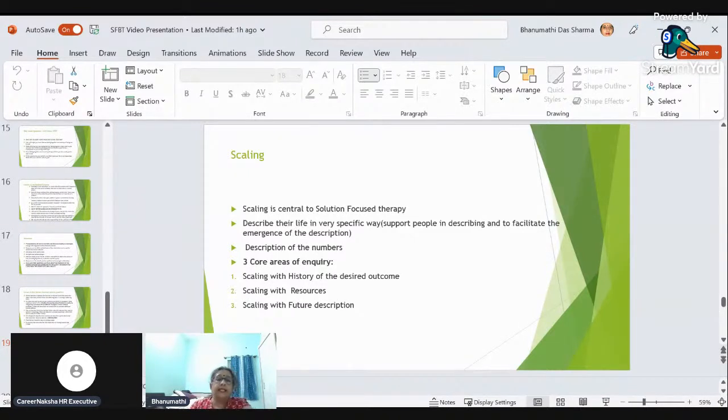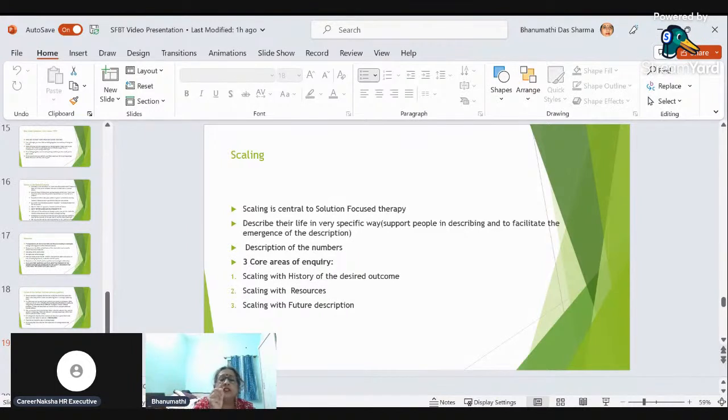Similarly with scaling, for future description, we can say, suppose you wake up tomorrow and a miracle happens, on a scale of 0 to 10, where 10 is your total achievement of desired outcome. See, when you're asking the scaling with resources, where are you now? And he's saying 3. From there onwards, you have to go to the future description. So you wake up and then you realize you have moved one scale up. 3 to 7 nahi. Thoda thoda, yeah, 3 to 3.5. Half scale up. Small presupposition, not huge, gradually move to huge.